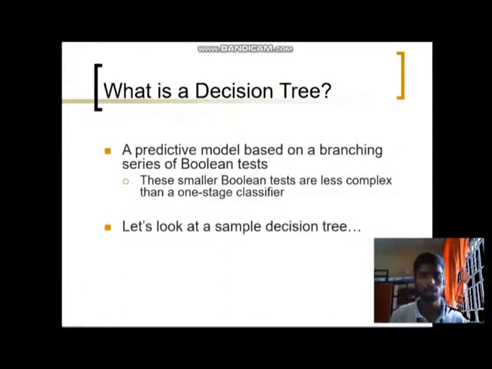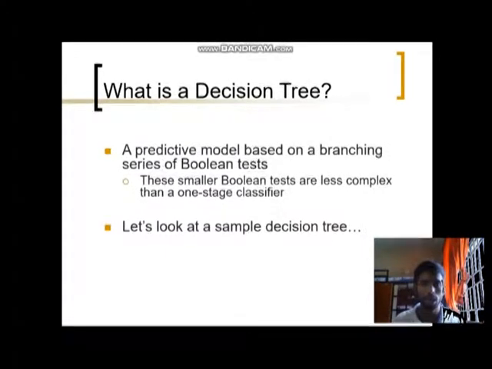So in technical terms, it is a predictive model based on a branching series of Boolean tests. So what is a tree? You all know what a tree is, right? It starts with a root and then branch, then stem, then leaves. So it is the same thing here. Boolean tests means it is yes or no, one bit 1 or bit 0, whether it is true or false. As a subpoint says, these smaller Boolean tests are less complex than a one-stage classifier. Imagine a single chain rather than a divided chain. A divided chain is much easier to interpret, right? So that is what a simple decision tree is.